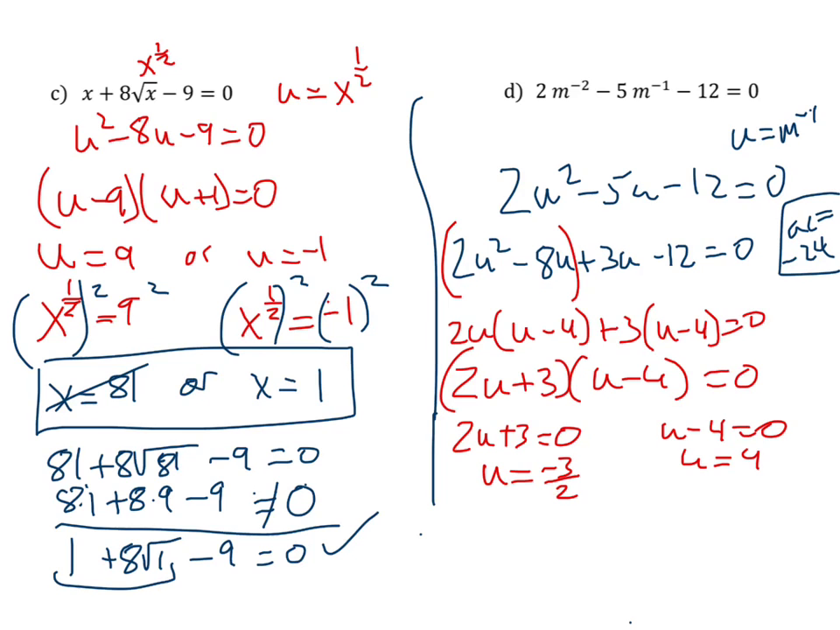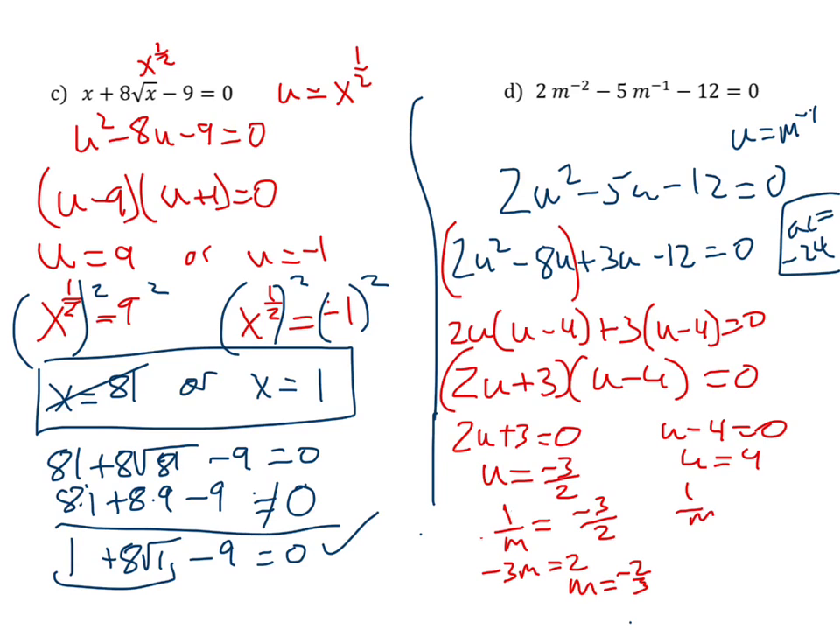Finally, let's substitute it back in. u is equal to m to the -1. m to the -1 equals -3/2. Okay, so this m to the -1 means 1 over m. So let's write it that way, 1 over m. And what we're going to do is cross multiply. -3m equals 2, because it's a proportion. And so m equals -2/3 when you multiply or divide there.